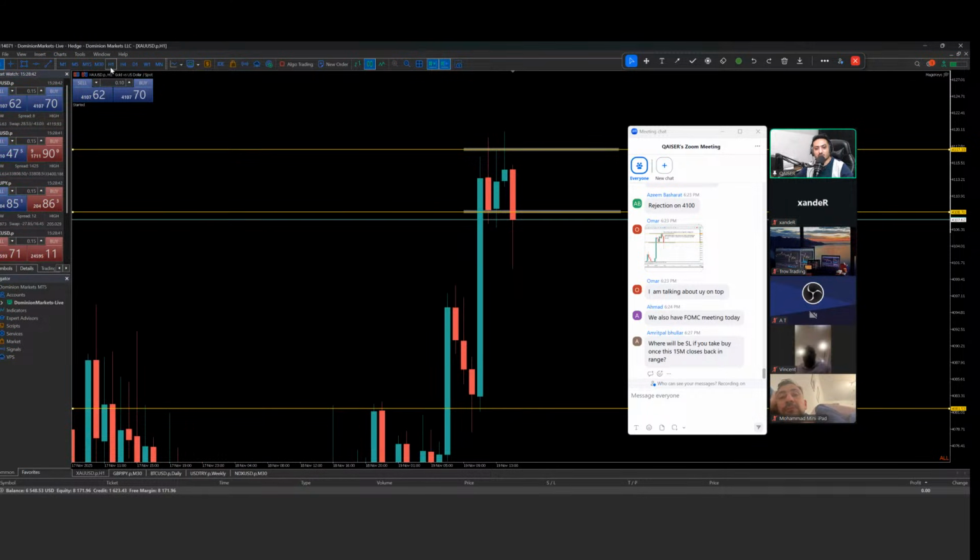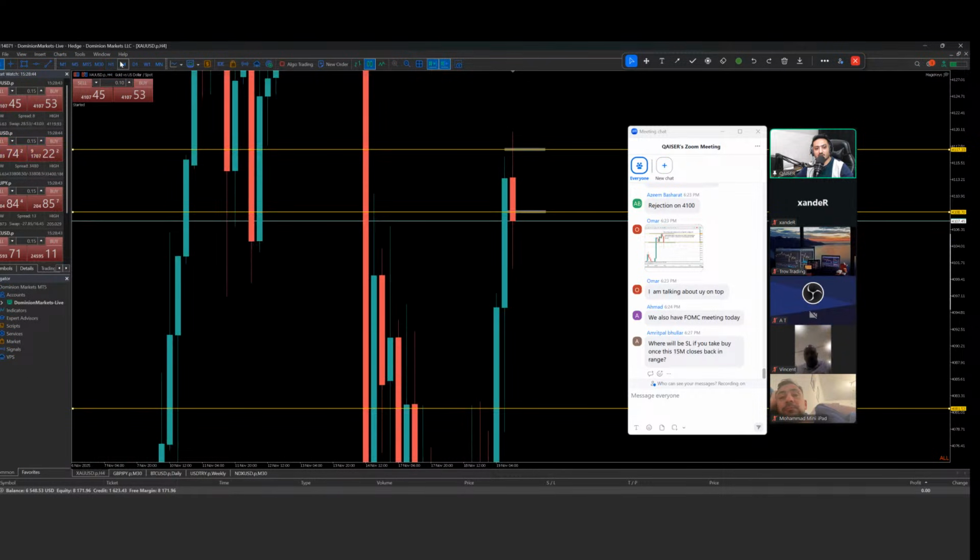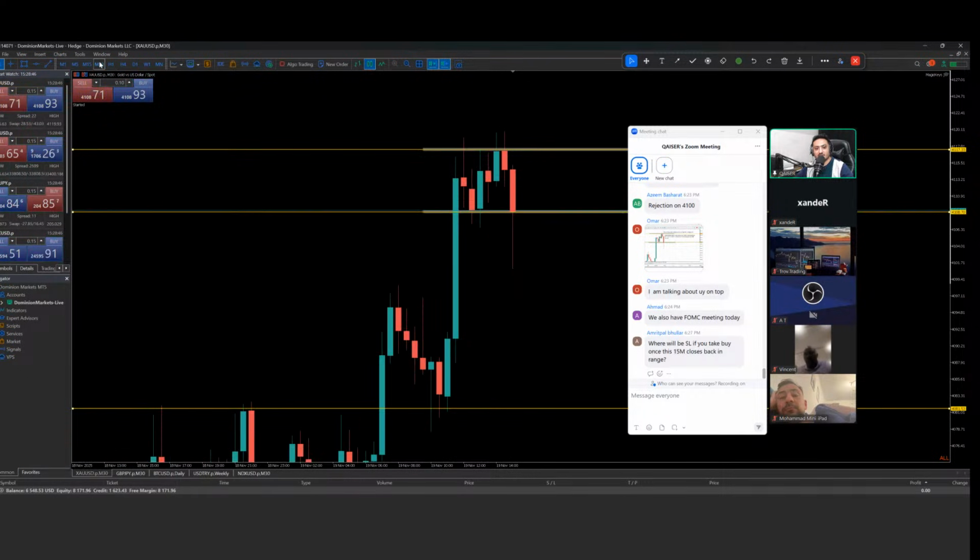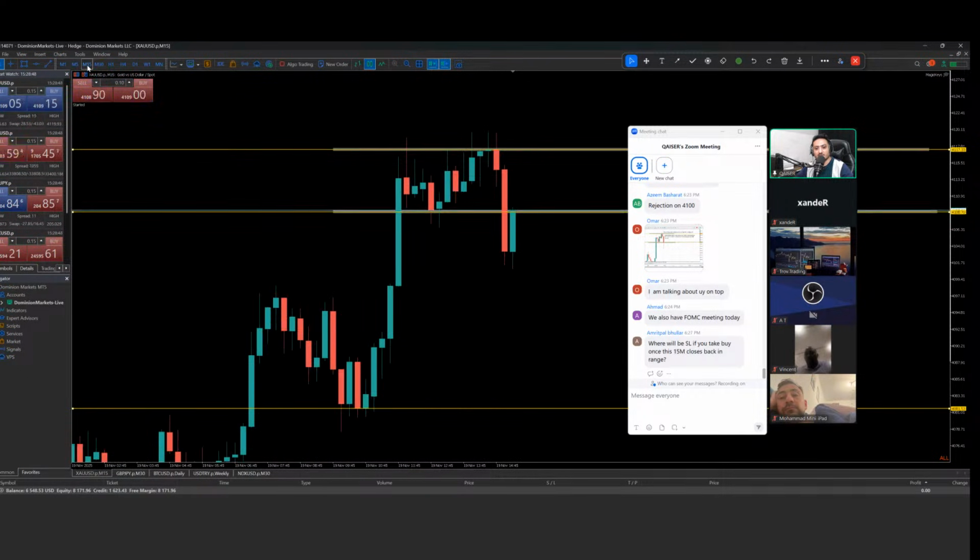Wow, look at the rejection on H1. H4 is still open, H1 is rejecting, M30 is coming back into the range, M15 is pushing to the upside. Just 1 minute left. If it closes back into the range, and the next candle creates a wick and breaks above the high, I'm actually thinking about a dynamic risk here. Dynamic risk means I will try to execute with the opening of the candle without waiting for the candle to create a wick.